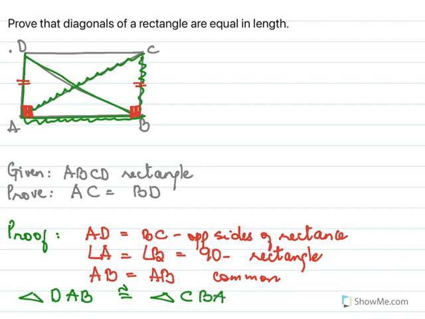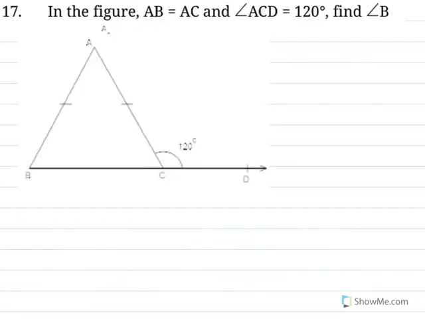Let me just explain again. So we have DAB congruent to CBA. So if the triangles are congruent, we can say that the diagonals are equal. We can say DB equal to AC by CPCT.